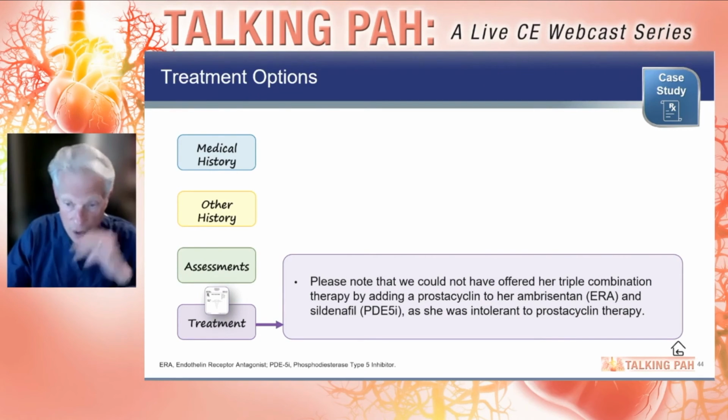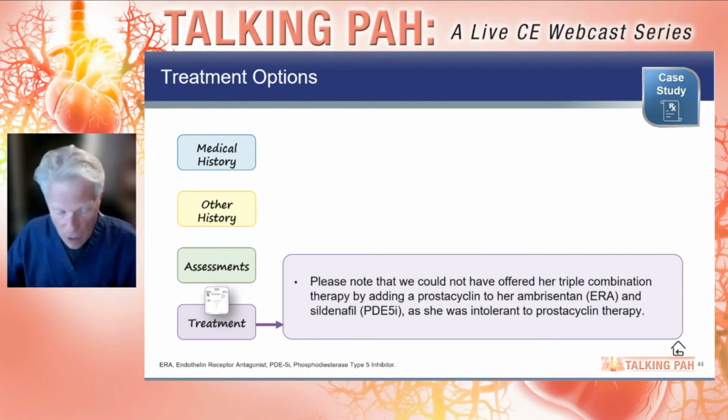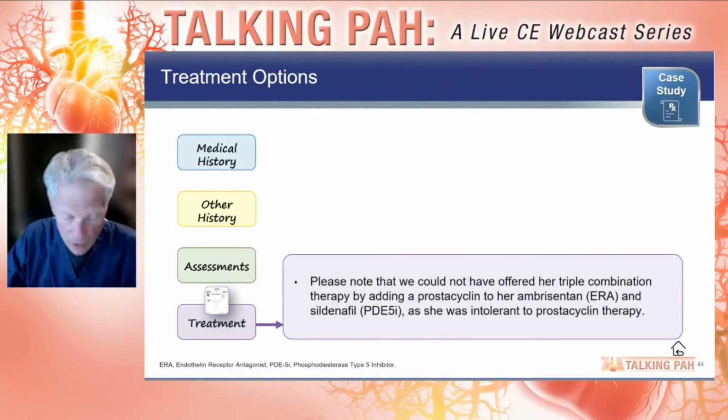Again, I just want to stress that we did not offer triple therapy only because she couldn't tolerate prostacyclin. She had tried several different approaches to prostacyclin therapy, and all of them just made her feel horrible.